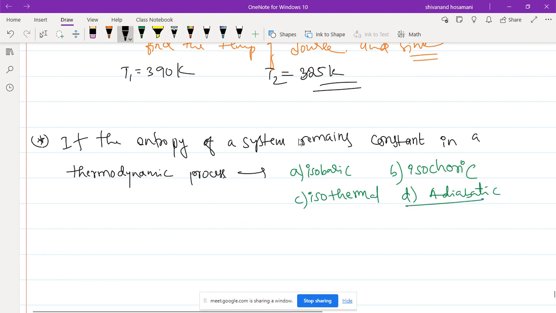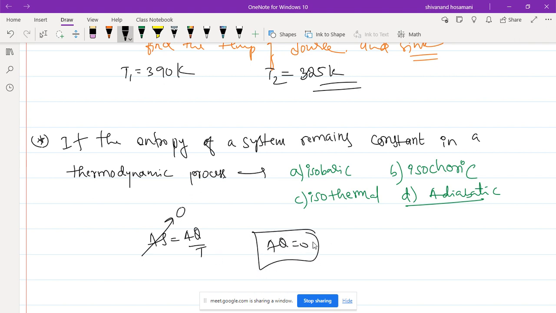Adiabatic, because look: entropy delta S is equal to what do you write? Delta Q divided by T. If the entropy of the system remains constant when change is equal to 0, so delta Q is equal to 0. If this delta Q is equal to 0, this process is defined as an adiabatic process.